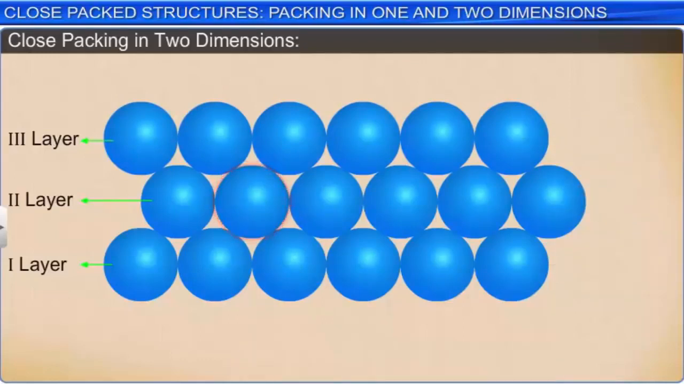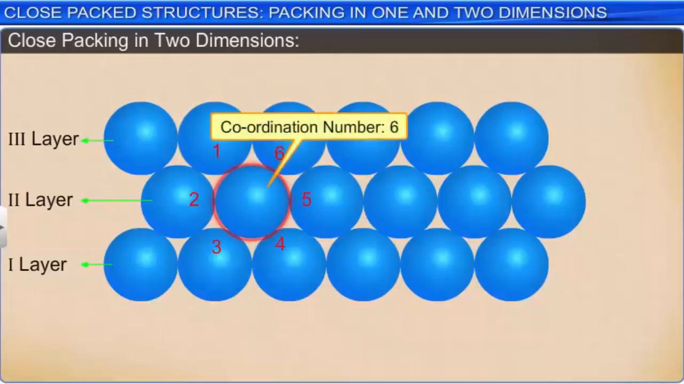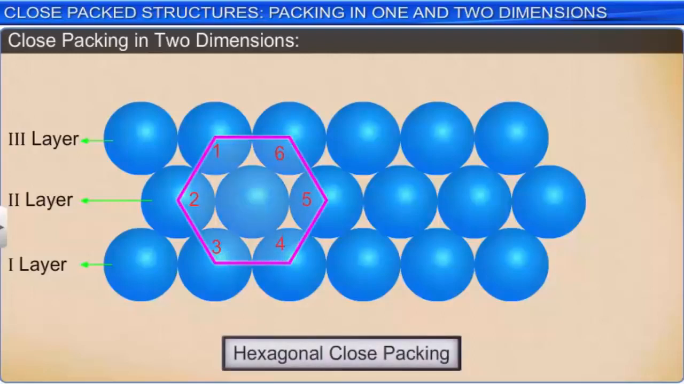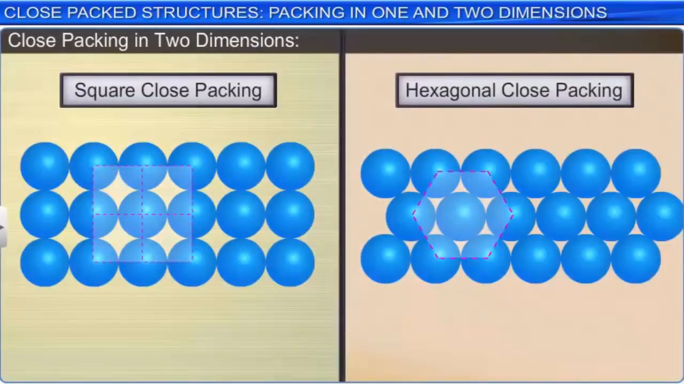You can also see that each sphere is in contact with 6 other spheres, 2 on either side, 2 in the layer below, and 2 more in the layer above. Hence, the coordination number of a sphere becomes 6. Also, if you join the centers of these 6 spheres, you get a hexagonal pattern. Therefore, this type of close packing is also referred to as hexagonal close packing. If you compare the two arrangements, you can see that in hexagonal close packing, the constituent spheres occupy the space more efficiently. Therefore, constituent particles will arrange themselves in hexagonal close packing in a plane or 2 dimensions.